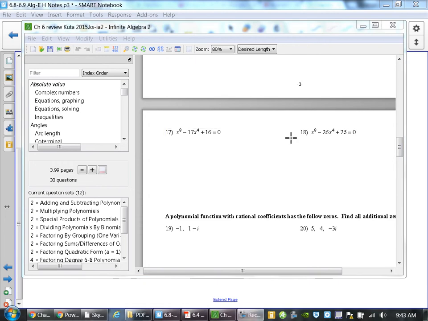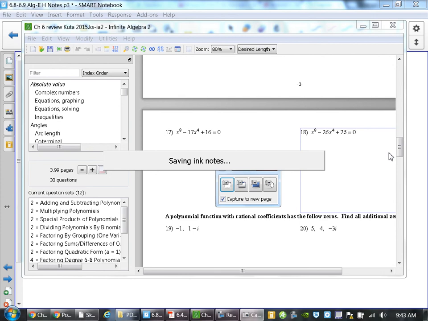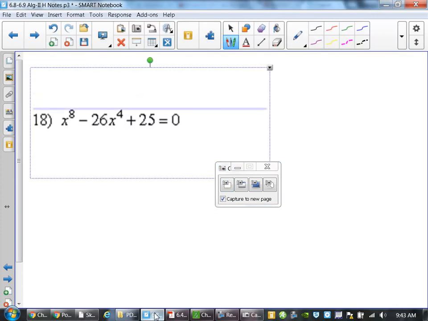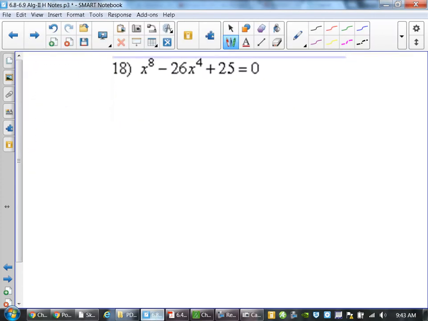Okay. Anytime you see a 3-term polynomial and your degrees are going down in half, always try to factor it like you would a regular old boring quadratic. What times what is positive 25 and you add together to get negative 26? Negative 25, negative 1. So you get x to the 4th minus 25, x to the 4th minus 1. You can do that. Yeah, we've done it a bunch of times.